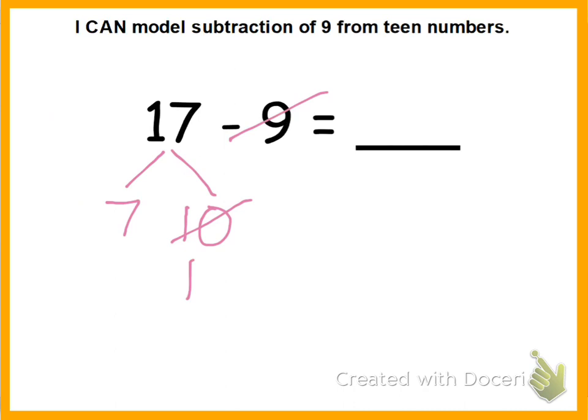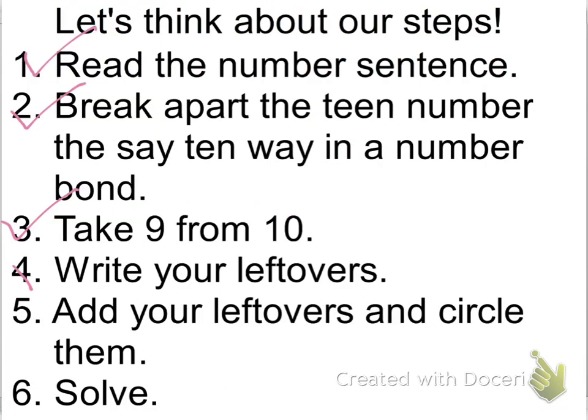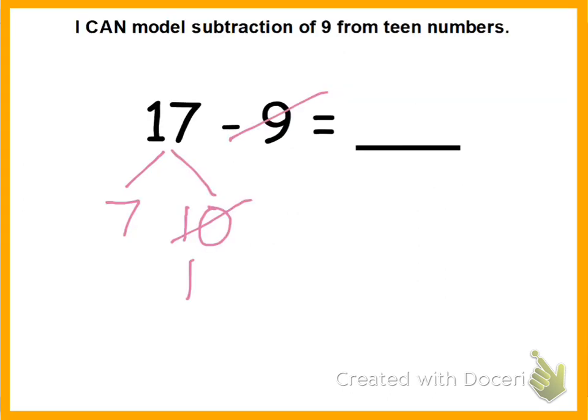Now, I wrote my leftover. I took 9 from 10. There was 1 left. So check, I wrote my leftovers. Now, we're going to add our leftovers and circle them. So let's do that. Circle our leftovers, which is 7 and 1.